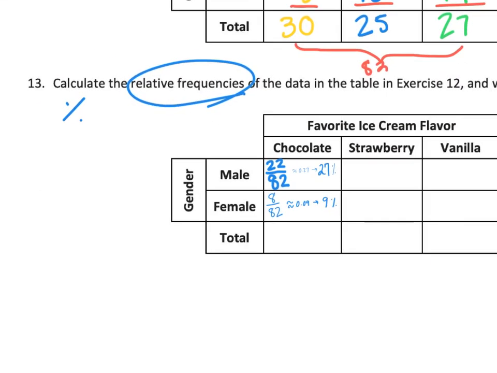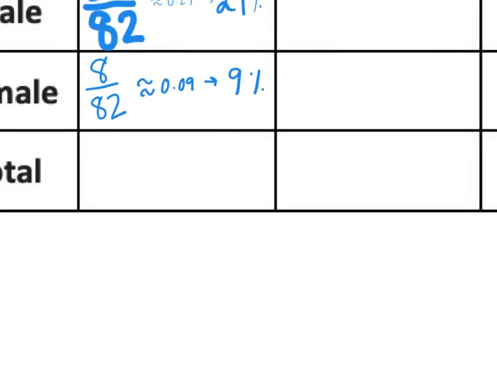And then I'm going to do the total, so figure out how many people totally liked chocolate ice cream. There were 30. So 30 out of the 82 total kids surveyed liked chocolate ice cream. So I'm going to turn that into a decimal. 30 divided by 82 is 0.365. I'm going to round this to 0.37. About 37% overall liked chocolate. Okay?